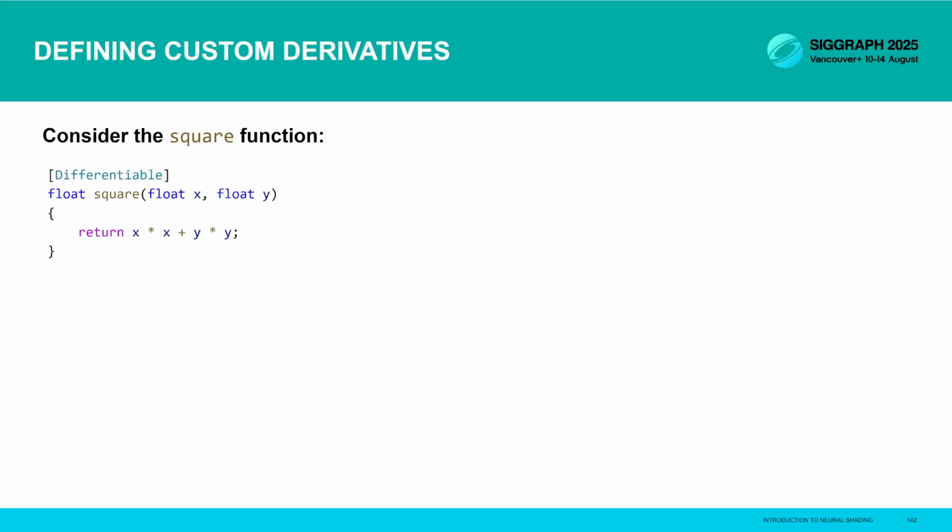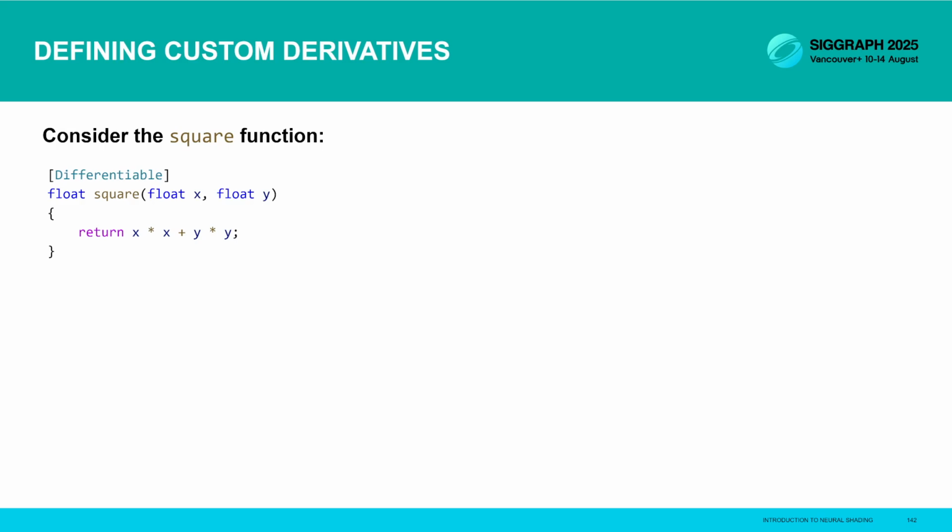Next, let's talk about custom derivatives. Consider the square function. Now let's say for some reason you don't want to use the compiler-generated gradient function, and you want to provide your own implementation of the forward or backward gradient propagation functions because you know a better way of computing it.